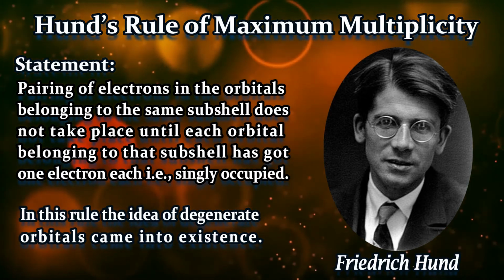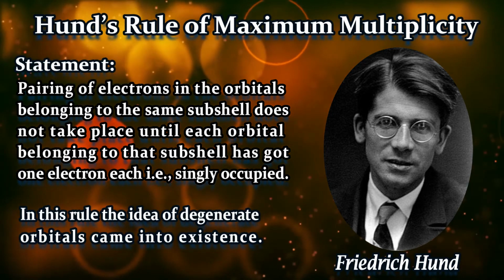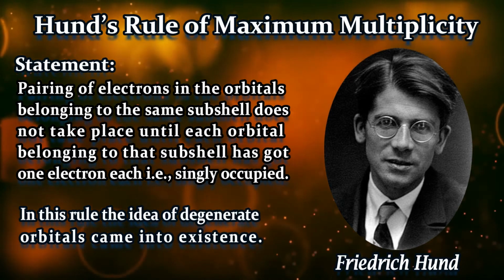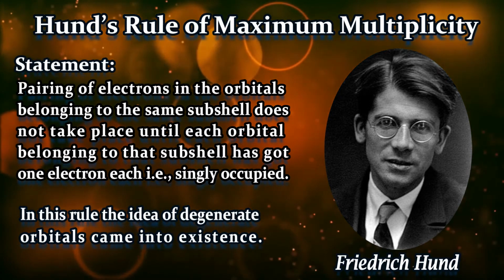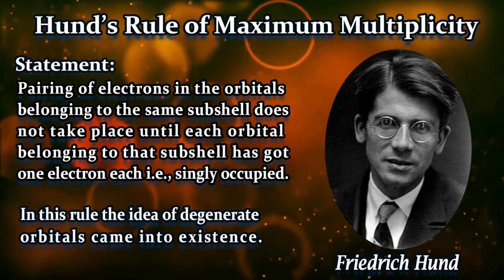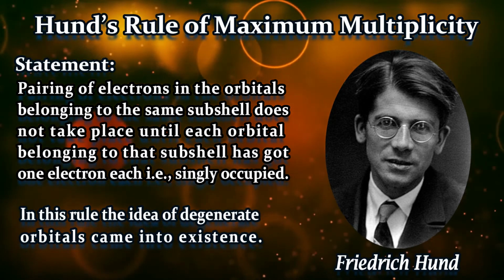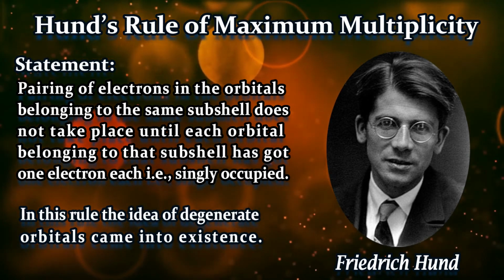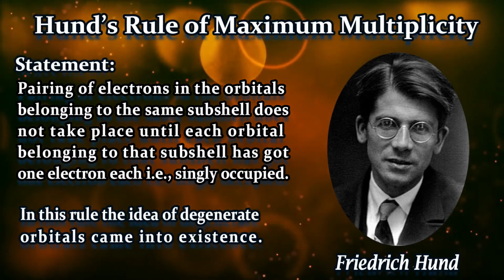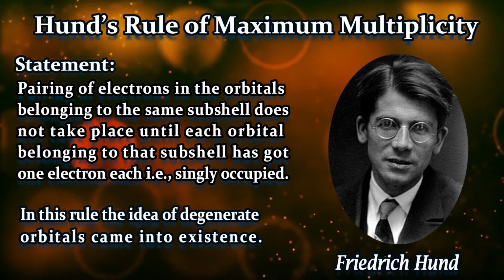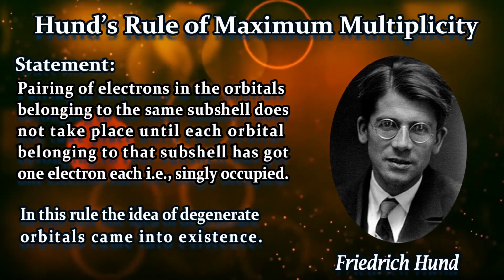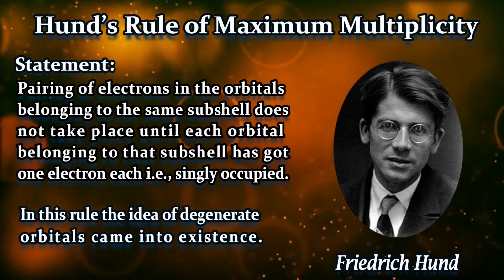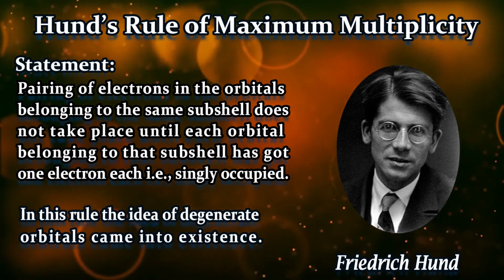In other words, Hund has said that if we have different orbitals of the same energy, which are called degenerate orbitals, then pairing of electrons is possible only if each and every one of the degenerate orbitals has got at least 1 electron, right? Otherwise pairing is not possible. You cannot have 1 orbital completely empty and some other orbital paired, having 2 electrons. It is not possible in accordance with Hund's rule, right?